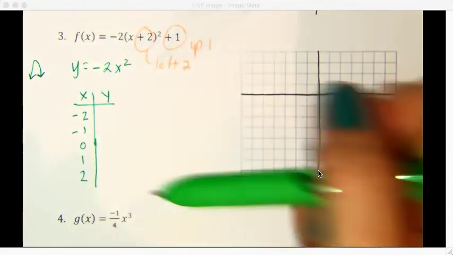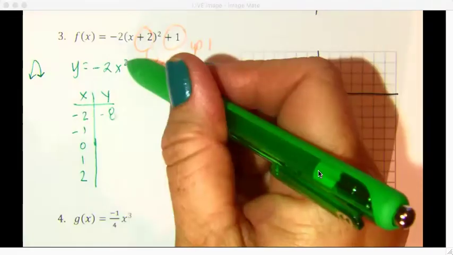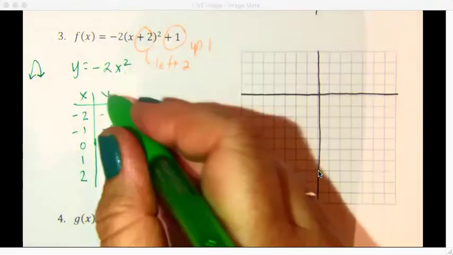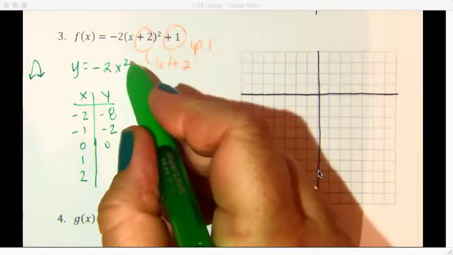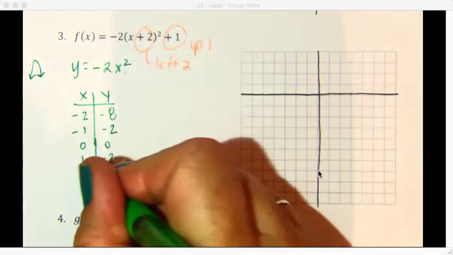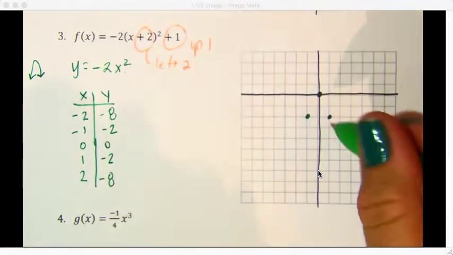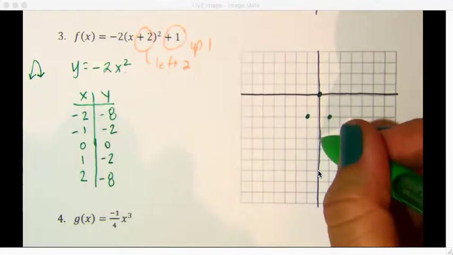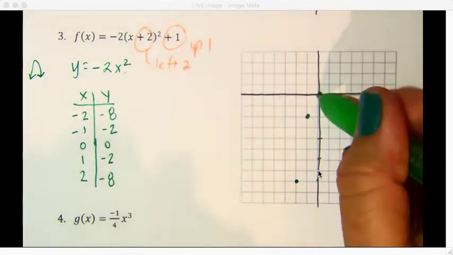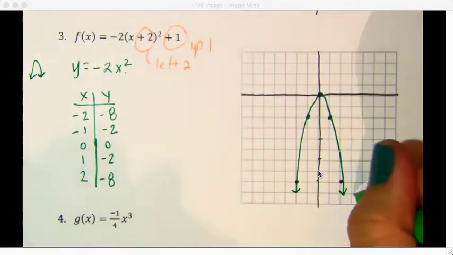-2 squared is 4. 4 times -2 is -8. -1 squared is +1. +1 times -2 is -2. 0 squared is 0 times -2 is also 0. 1 squared is 1 times -2 is -2. And 2 squared is 4 times -2 is -8. So we have some points that we can plot. Draw that, not quite a parent graph, but this graph we're going to start with here, y.